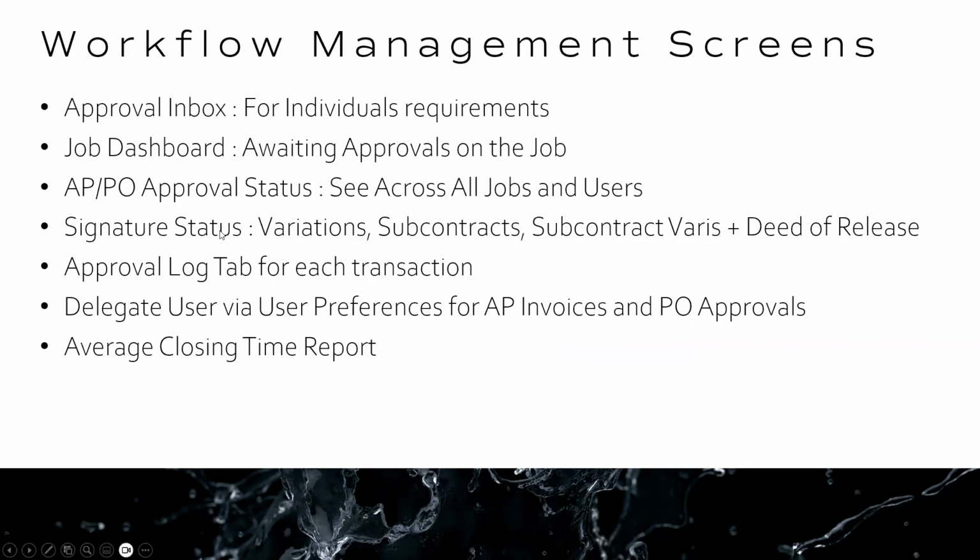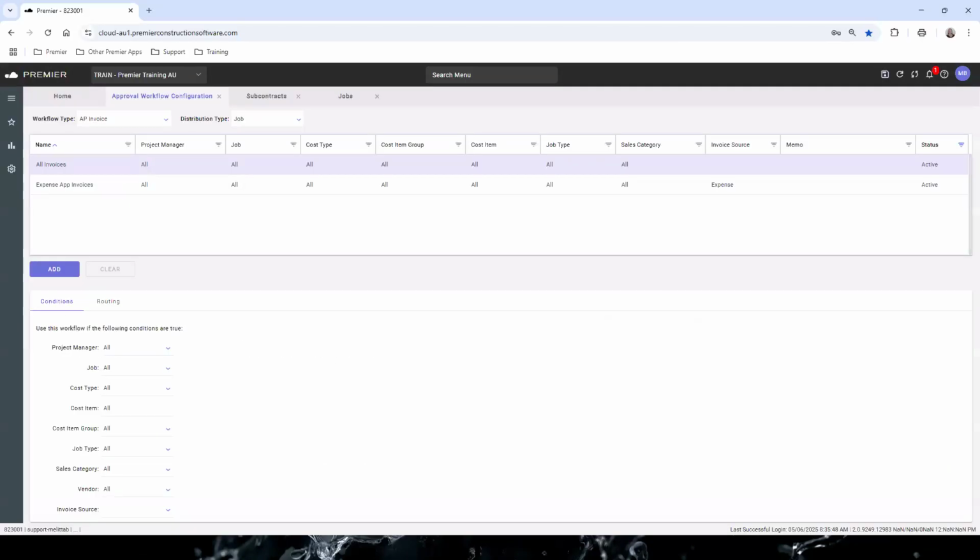Okay, let's move on to the workflow management screens. So don't forget your approval inbox. This will allow you to approve things and drill to those areas when things need approval. Your job dashboard is also valuable in that you can do a similar thing and drill to those areas needing approval, but they will be job by job focused. Your AP and PO approval status screens add value by seeing all jobs and users and where everything is sitting in terms of approval in one space. And the next one, there is actually a screen called signature status.